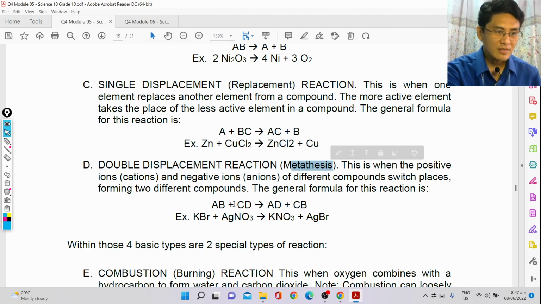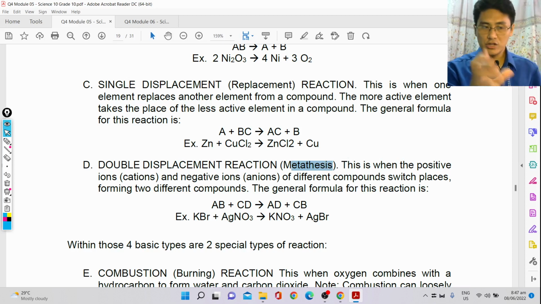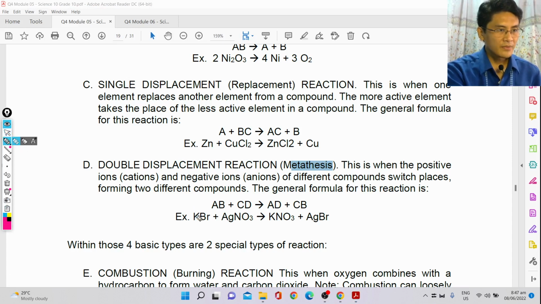So that's it. And then double displacement, some books also call it metathesis. This is when the positive and negative parts of the substances exchange partners. Notice here that I'll annotate that with the colors just to emphasize. Notice that the potassium here is paired up with a bromine, right? And this one, the silver, is paired up with an NO3, right? And now, where do you see the silver? Silver is not paired up with the NO3. The NO3 is actually here.